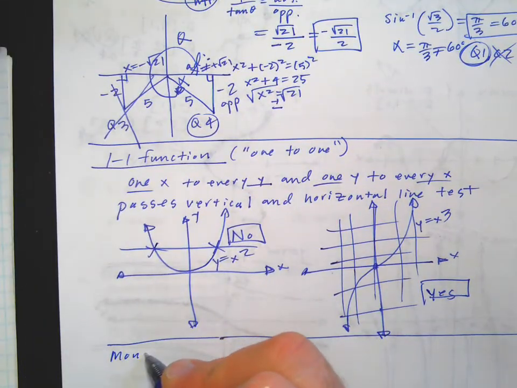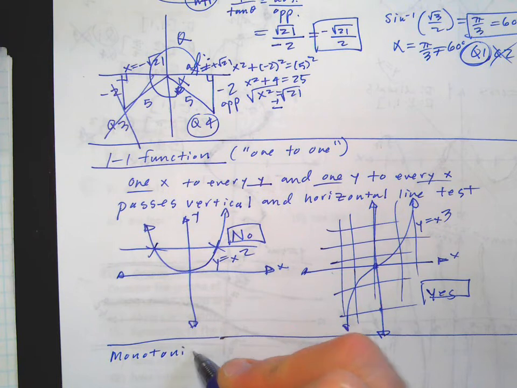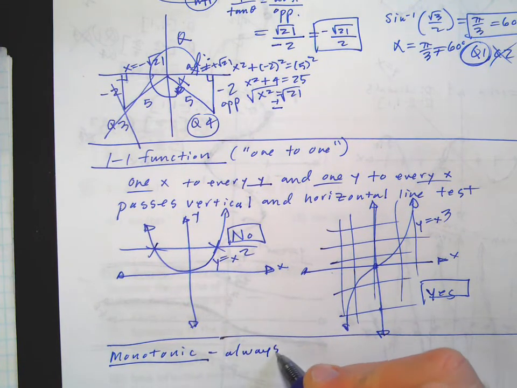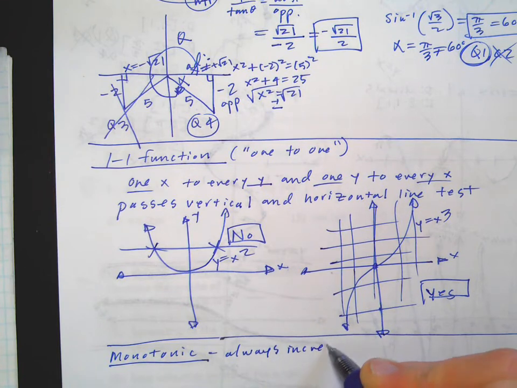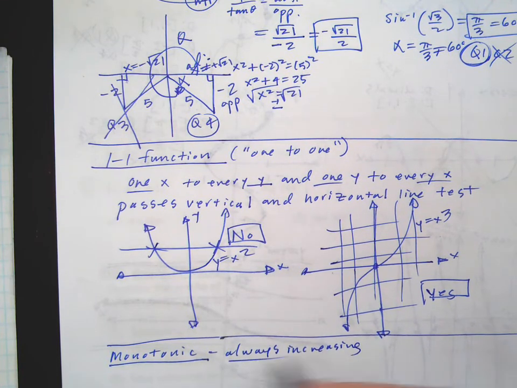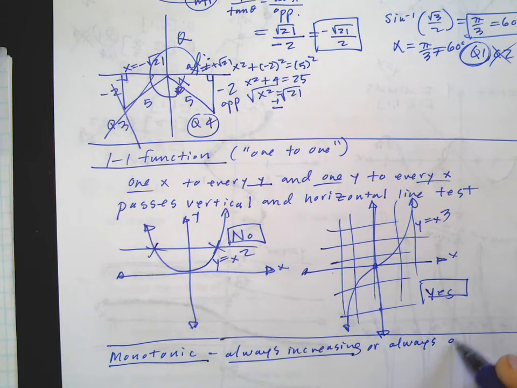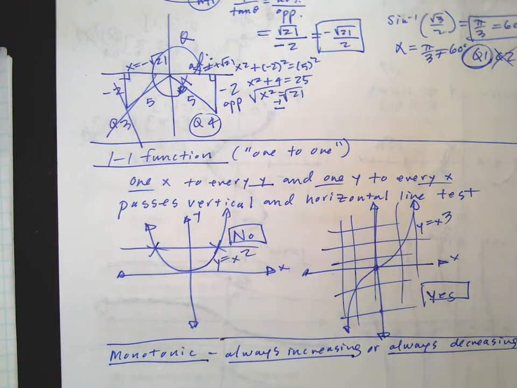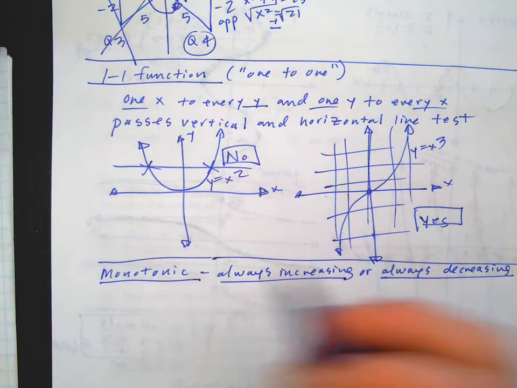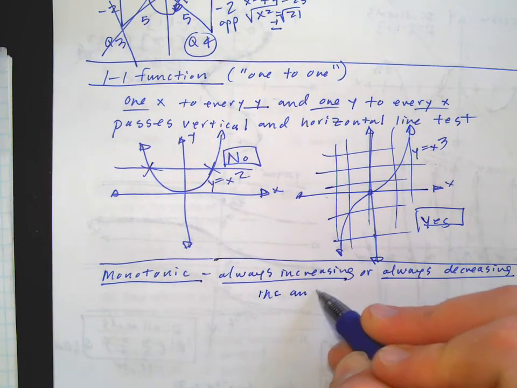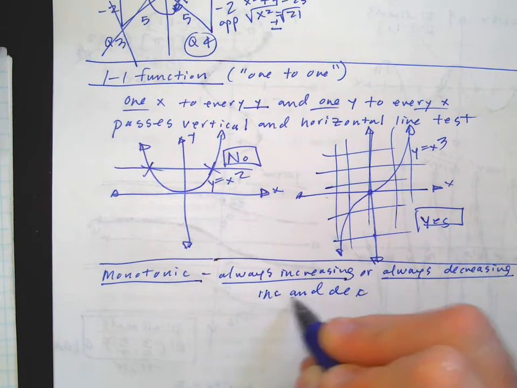Monotonic, which is kind of related to this, is always increasing or always decreasing. So you can tell that this one's always increasing, right? Can't be increasing and decreasing. Okay, cannot be that.